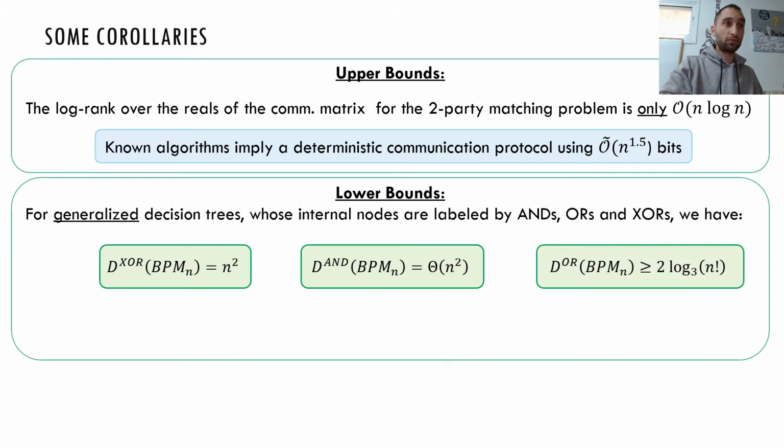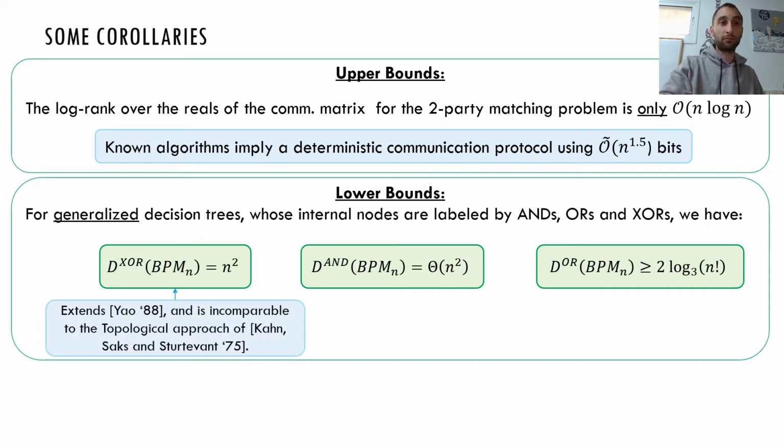For lower bounds, we consider the following generalized decision trees, whose internal nodes are labeled by ANDs, ORs, and parities. Our result implies that the perfect matching function is evasive even for parity decision trees. This extends the result of Yao, which states that any monotone bipartite graph property is evasive for classical decision trees, where by monotone we mean that the property is not diminished by the addition of edges.